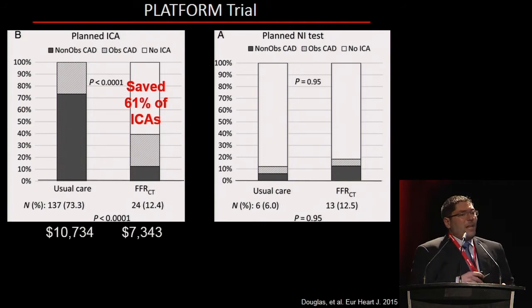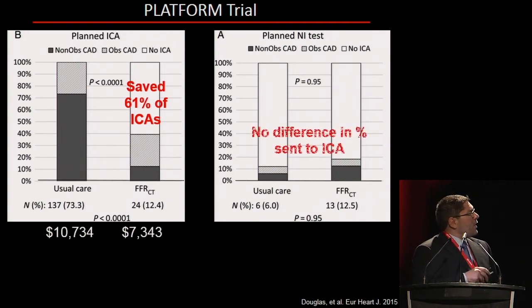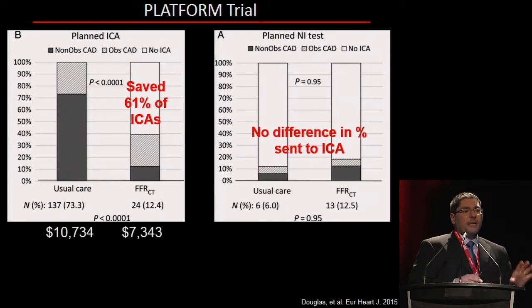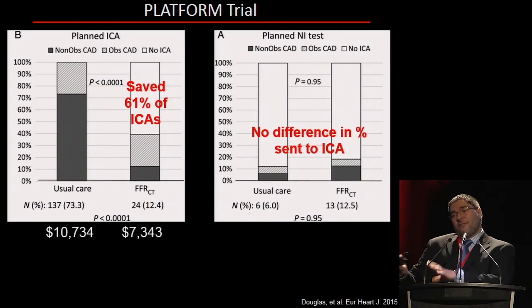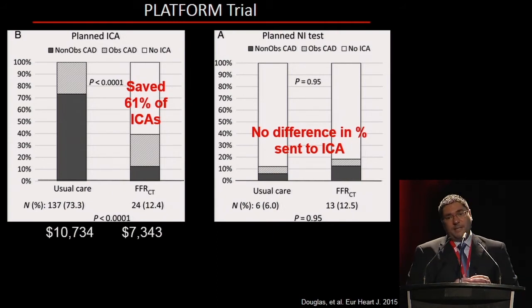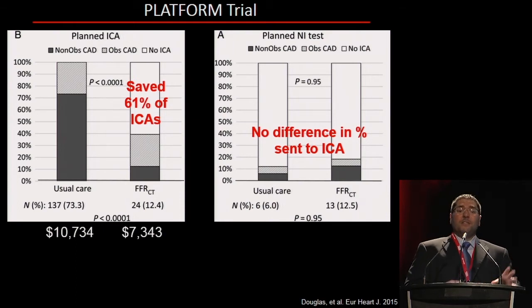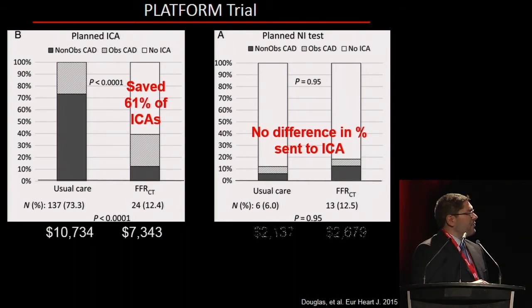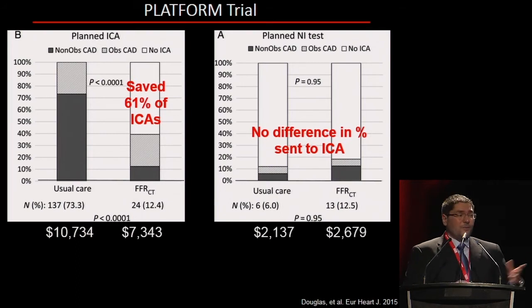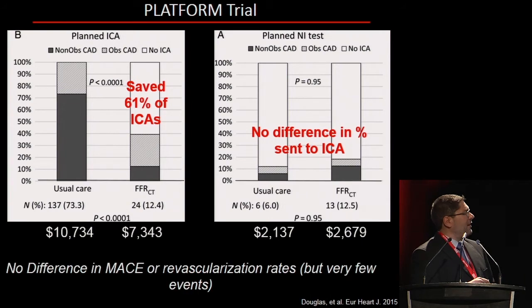Now, for those that were planned to have a functional non-invasive test, what you can say is that there was no difference in the percent of patients that ended up going to catheter angiography after having either their functional test or alternatively the FFR-CT. So it really didn't change the number of people that were deemed to need to go to catheter angiography. But costs were a little higher for FFR-CT, of course, since it costs $1,500 a pop.